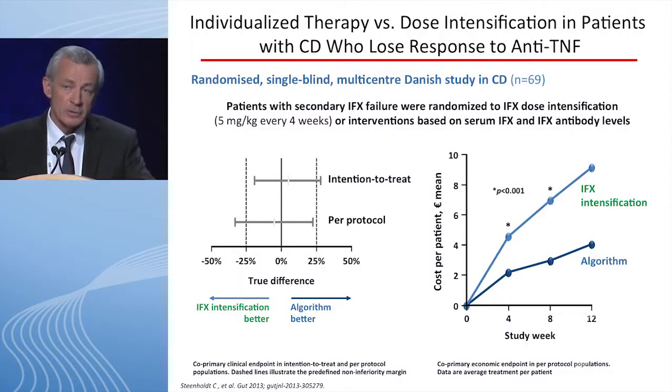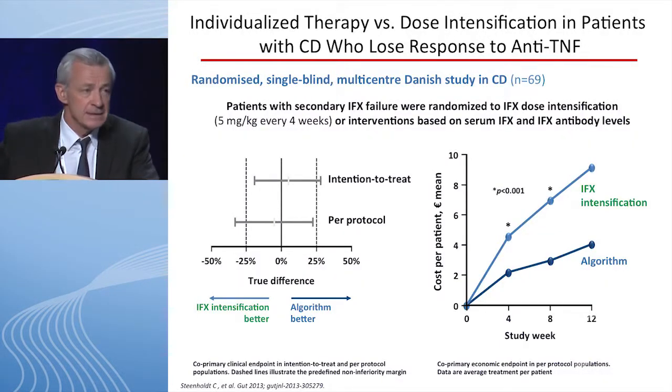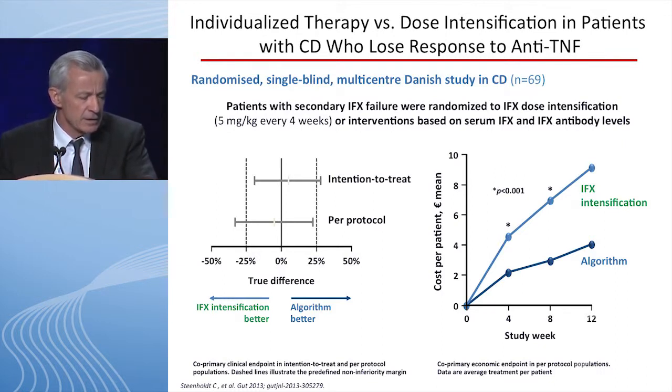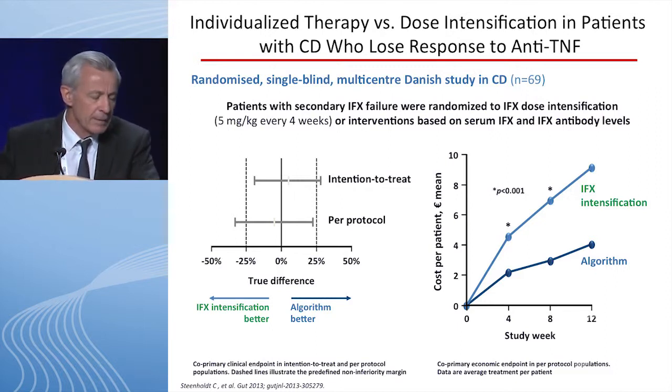And actually, we have now some prospective studies. The TAXIT study will be presented later on today. And this is a very interesting study coming from Scandinavia. They took patients who were secondary infliximab failure, and they were randomized to dose intensification, so just 5 milligrams every 4 weeks, or they were optimized based on serum trough level and infliximab antibody levels. So one arm was basically blinded to trough and antibodies, and the second arm was guided by pharmacokinetic data.